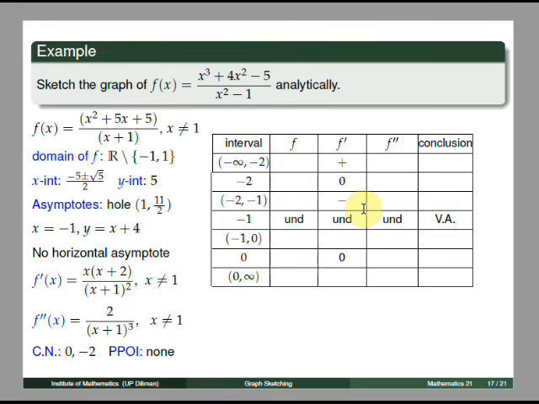Did you get it? You can solve as well for the two remaining intervals, substituting a value inside the interval. Nice, and you should get negative here in the interval negative 1 to 0, and then positive now on the interval from 0 to infinity.